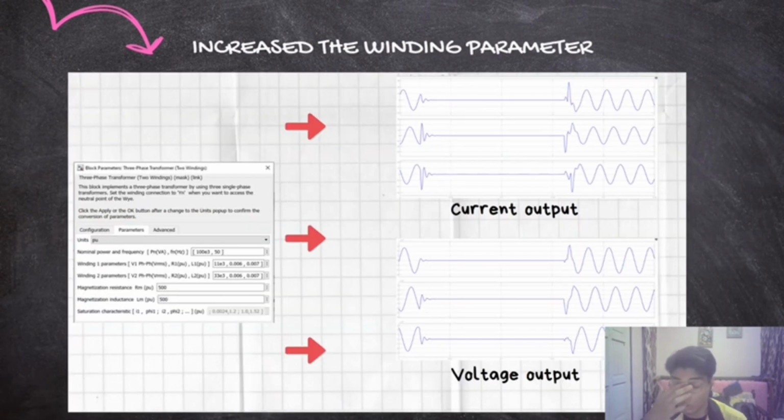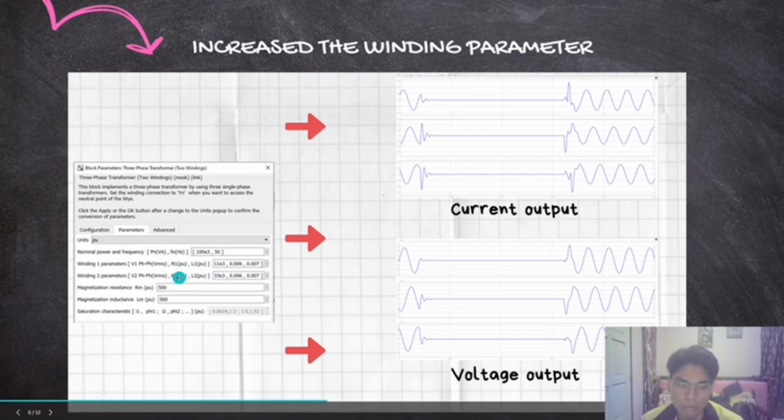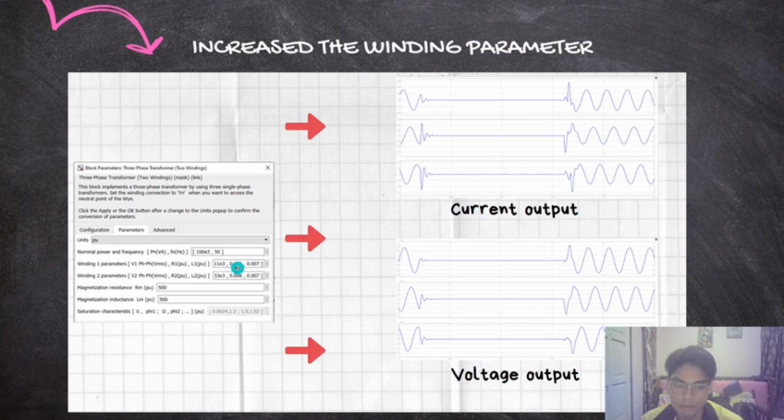So in order to counteract the problem, we increase the winding parameter. This can be seen for R1, L1, R2 and L2, which go from 0.002 and 0.003 to 0.006 and 0.007. So it can be seen from the graph that the current and voltage output is getting better, in order for the system to go back to the steady state where there is less distortion or fluctuation due to inrush current.